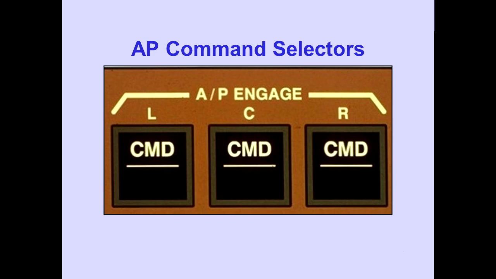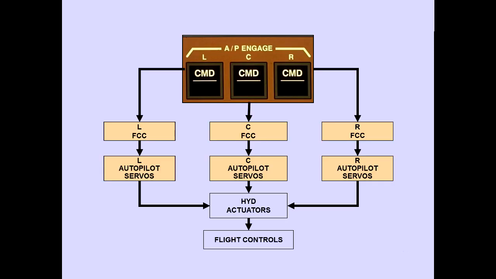There are three autopilots: left, center, and right. Each autopilot consists of an independent flight control computer and autopilot servo. The flight control computer sends control signals to its autopilot servos. The autopilot servo provides control inputs to its hydraulic actuators. The hydraulic actuators then move the flight controls.